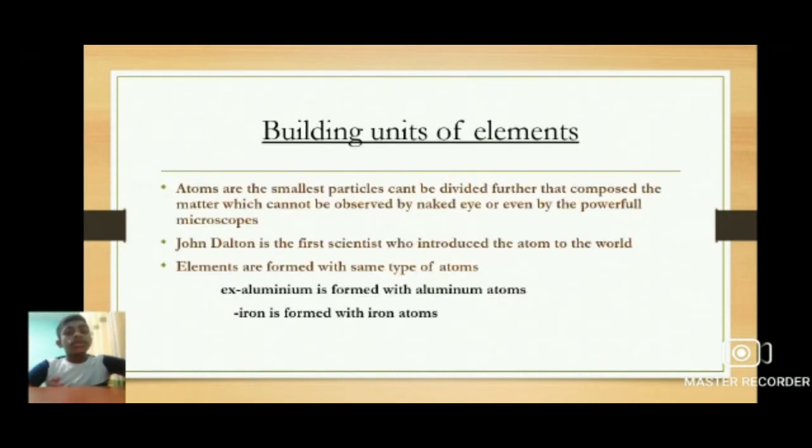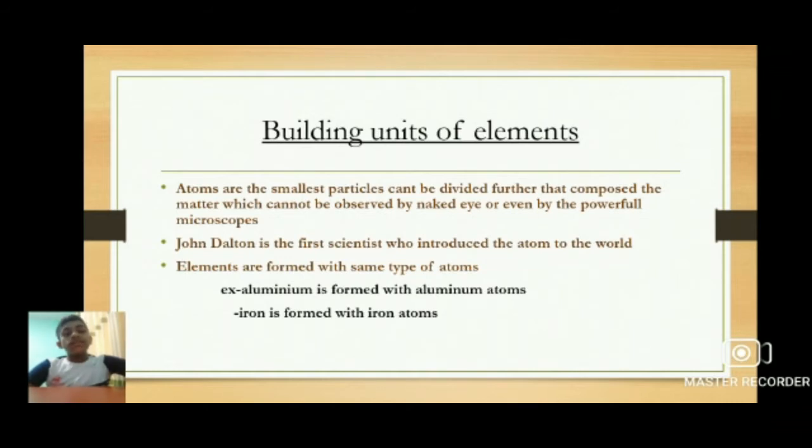Then we are going to talk about the topic building units of elements. Under this topic, we firstly identify what atoms are. Atoms are the smallest particles that compose matter and cannot be divided further. They cannot be observed by the naked eye or even by a powerful microscope.